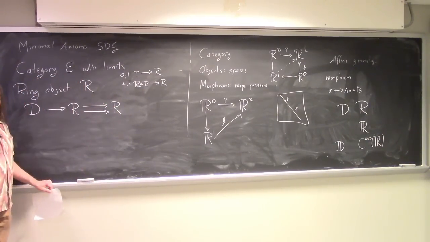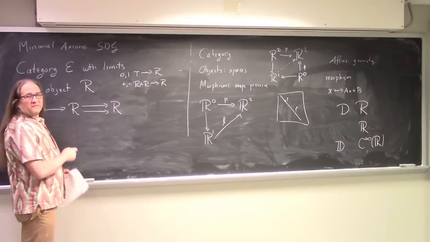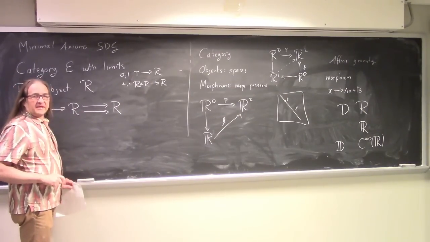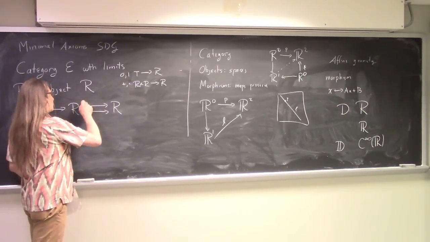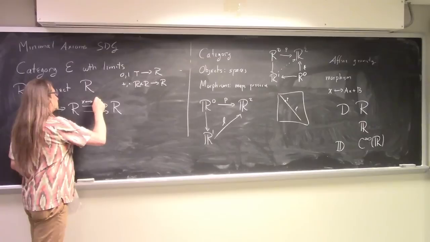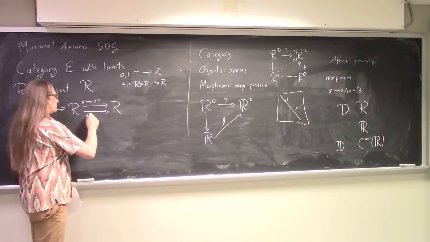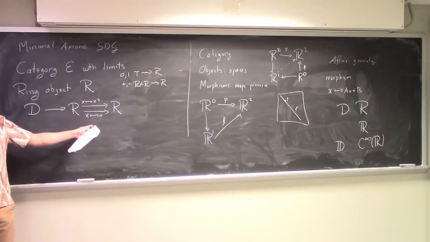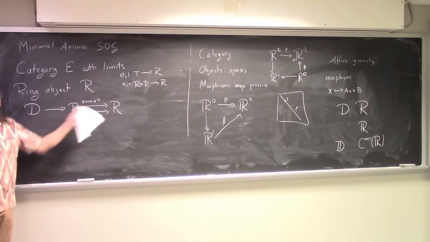Given my ring, I have two mappings. One of them is just the mapping that squares an element. And then I also have a mapping that sends all elements to 0. So I take the equalizer.